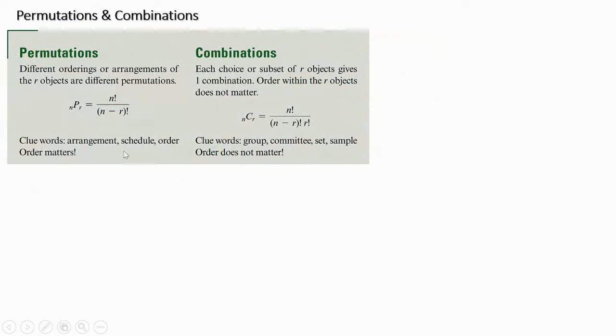Okay. Now, hey guys, here are the key things. I put this here at the end so you can know the difference. There are always clues, because at times students get confused, they don't know what to use, and they begin guessing and they guess wrong. There are always some key words that will tell you which one it is. For permutations, here are the clue words: arrangement, schedule, order, or order matters. And for combination, these are my clue words: group, committee, set, sample, order does not matter.